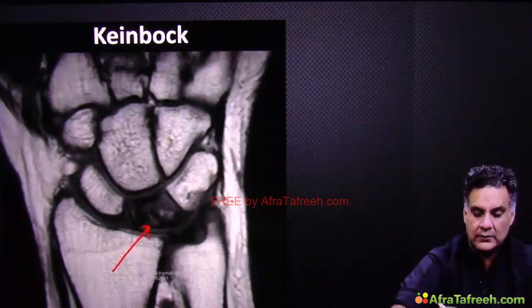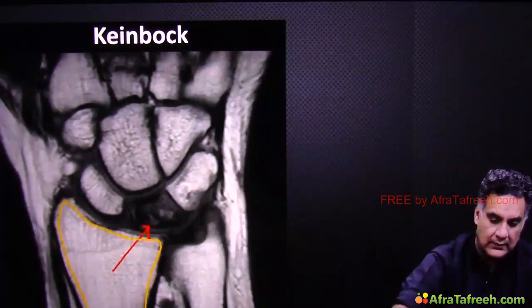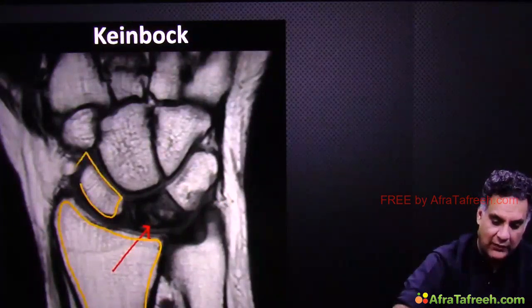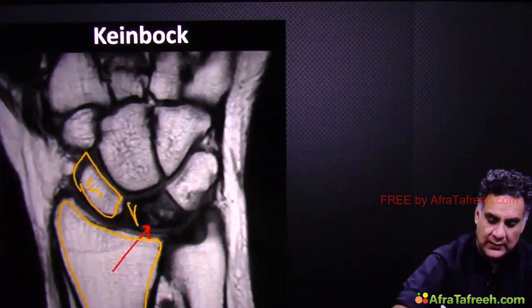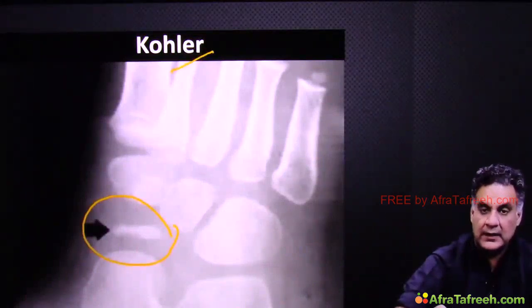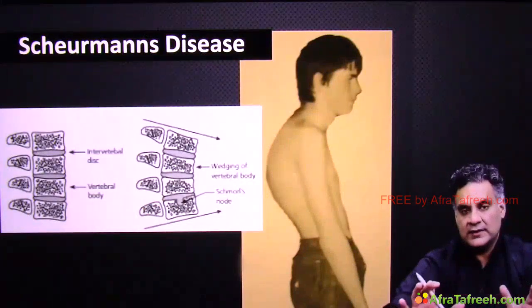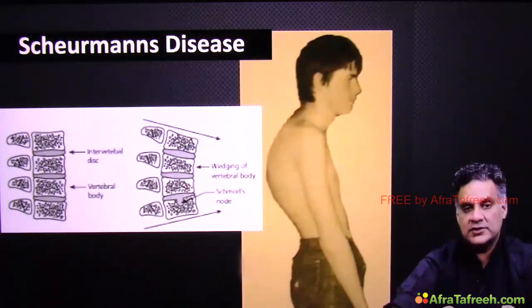Kienbock, lunate. As we all know, the lower end of radius, the big bone that sits over it, the scaphoid, and just next to it is the lunate. Or you can have the navicular, Koehler; Kienbock, Koehler, they have the same ending. Or osteochondritis involving the vertebrae, Scheuermann's disease.